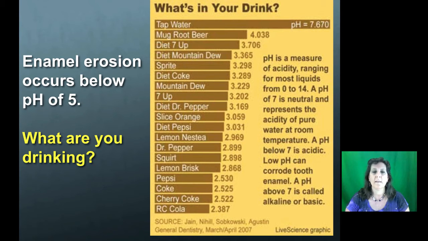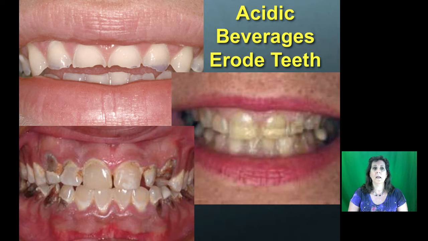So look at all of these diet and regular sodas. They're all below 5. So they all cause acid erosion. Here's some pictures of lovely teeth that have had acid erosion. So again, your dentist can tell if you have acid erosion, and there's really 3 main causes for acid erosion.